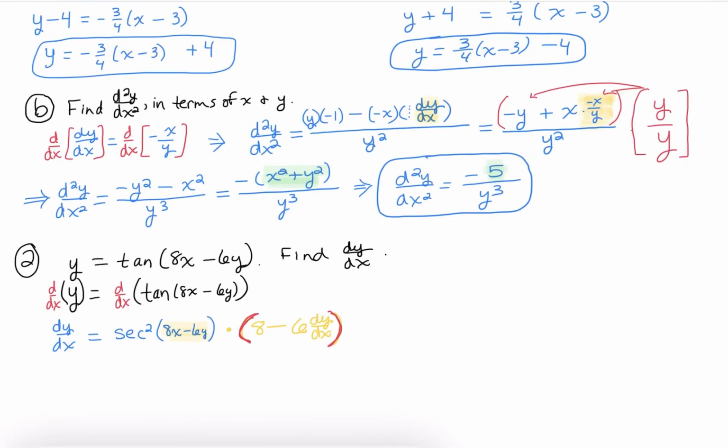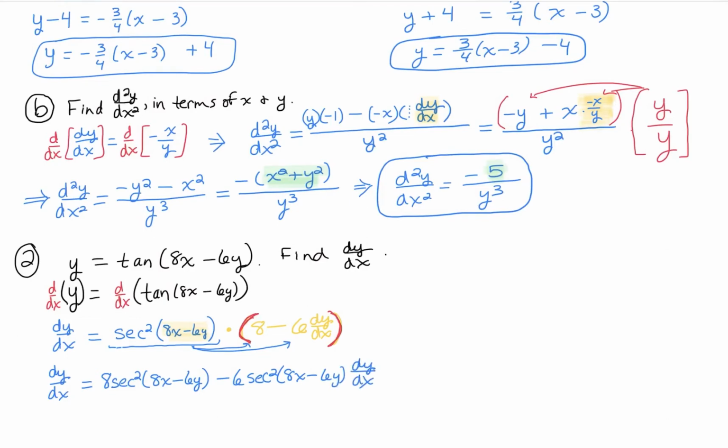If I need to get into that set of parentheses, how do I get something out of parentheses? I think this is probably the instinct of most students when they see parentheses: to distribute. So that's what I'm going to start with here. Let's just go ahead and do that. So we'd have 8 secant squared of 8x minus 6y, and then minus 6 secant squared of 8x minus 6y, and then times my dy dx.